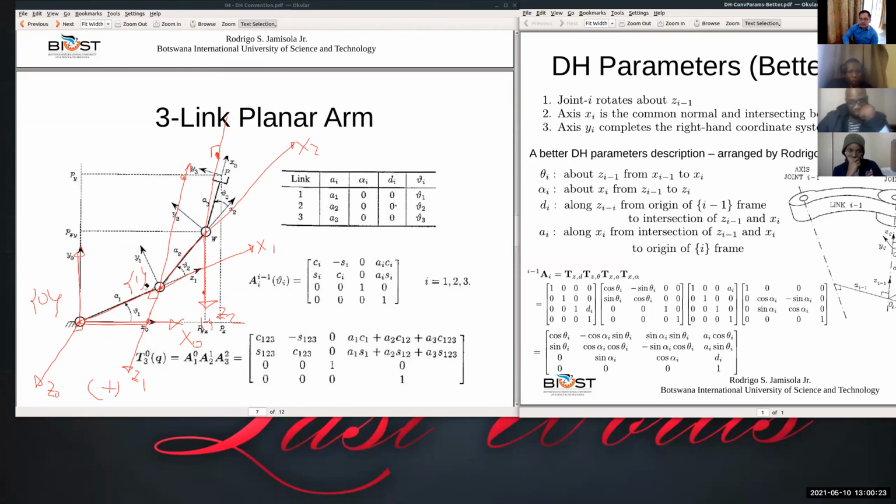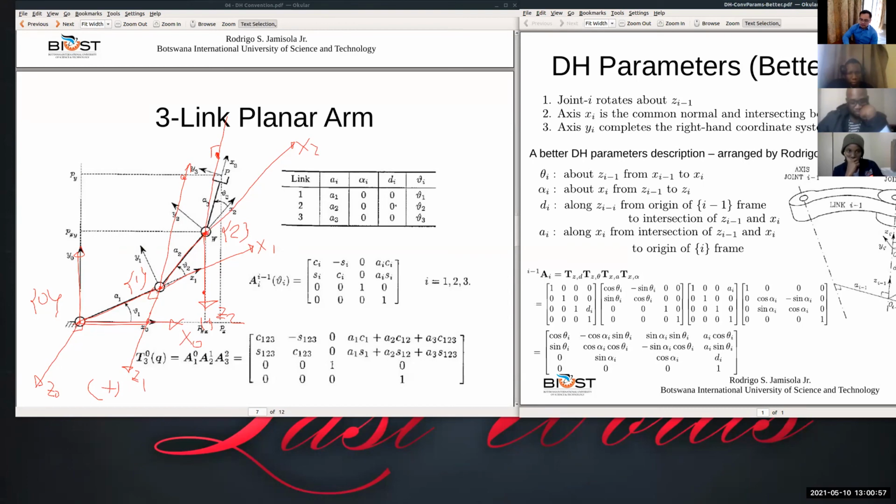I'll stop here in terms of how we define your frame 0, your frame 1, and now your frame 2. Again, once you define where is your x2 and z2, that's it. The y2 only completes the right-hand coordinate system. It's not necessary for you to show. But once you define your x2 and z2, that defines your origin already. This is the origin of frame 2.